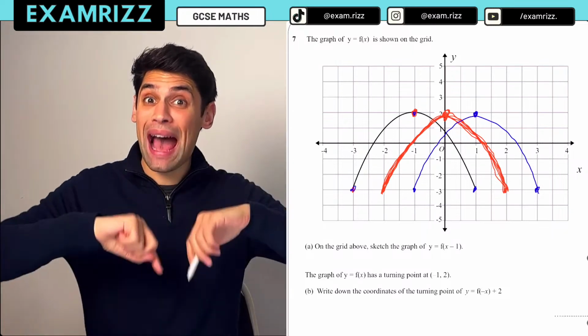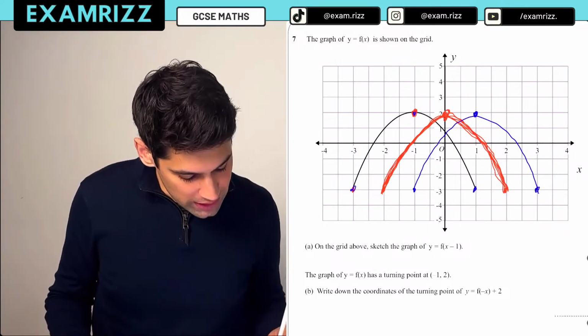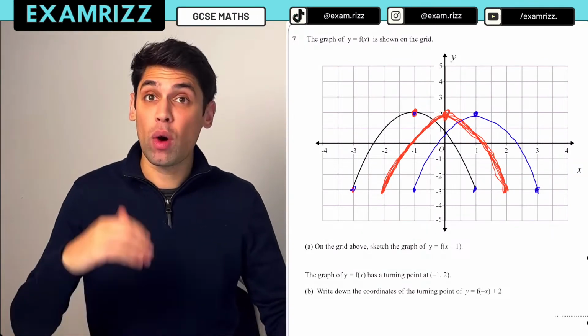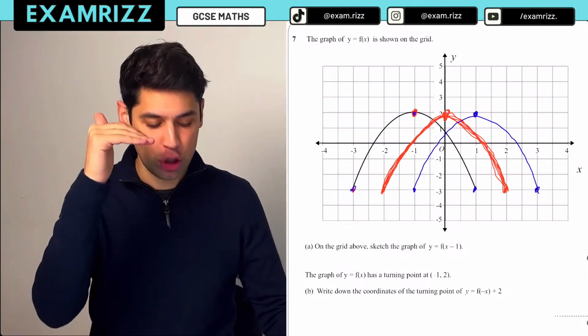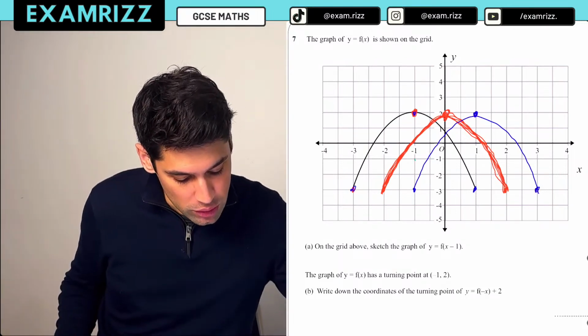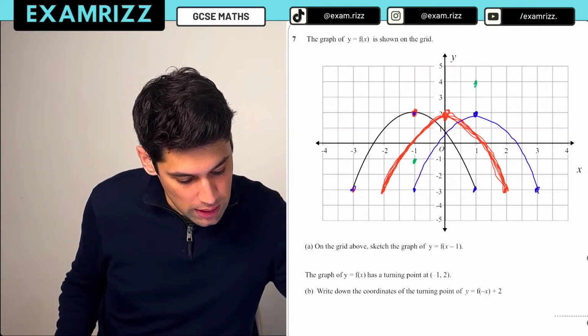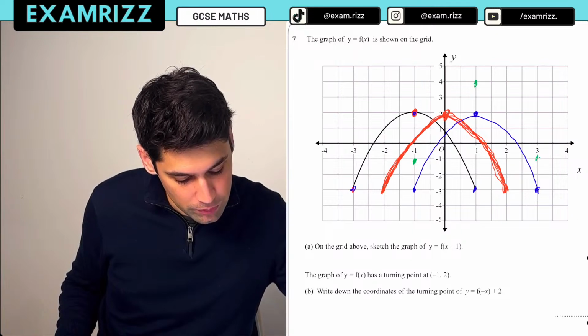And then we need to add 2. So I'm going to do this in a different color now. Then the y transformation is plus 2, shifting up 2 to get us to here, here, and here.